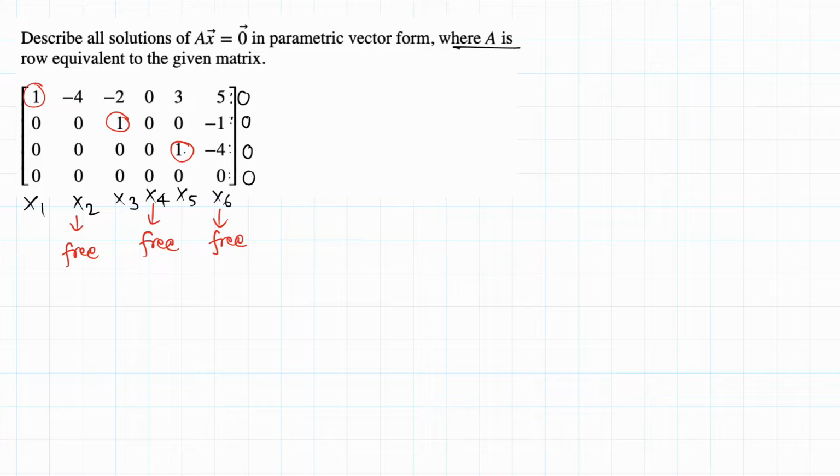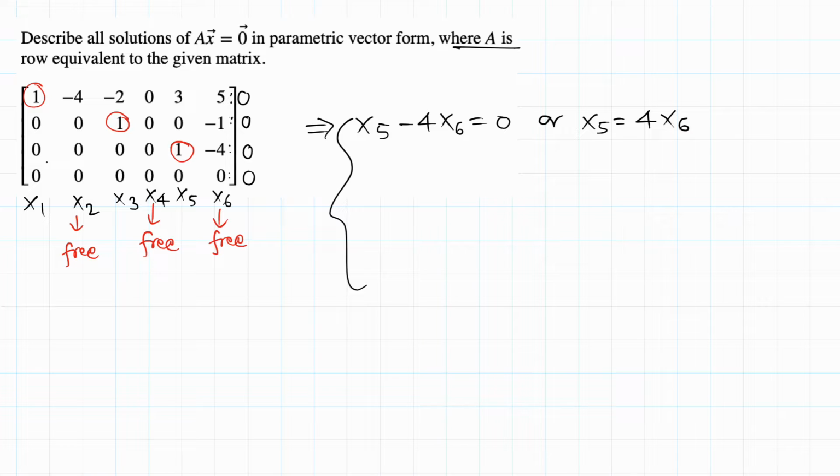From the last row, there is nothing. From the third row, if this was not given in echelon form, then we would have to do some row operations to convert this matrix to row echelon form. Okay, so here is 1x5 and negative 4x6 equals 0. And x6 is free, so we can solve for x5. x5 is pretty much 4x6. That's from the third row.